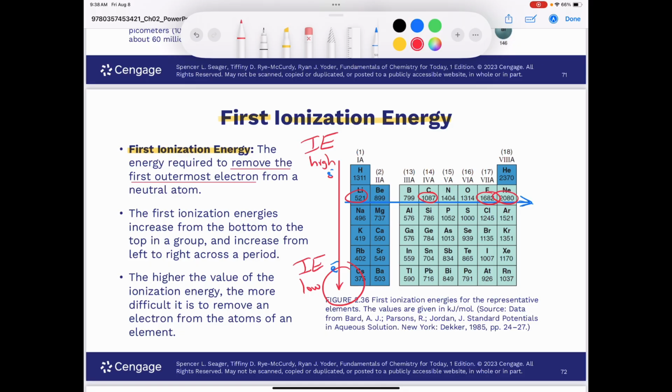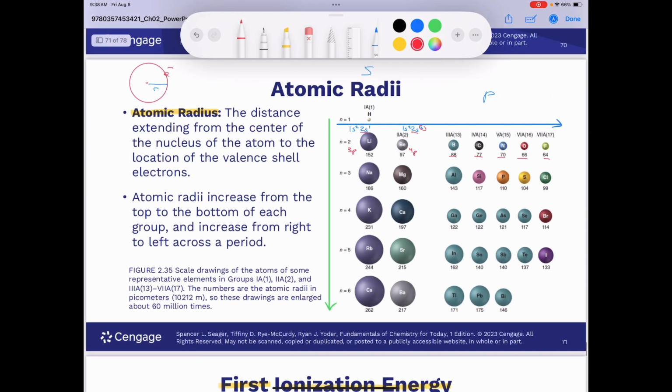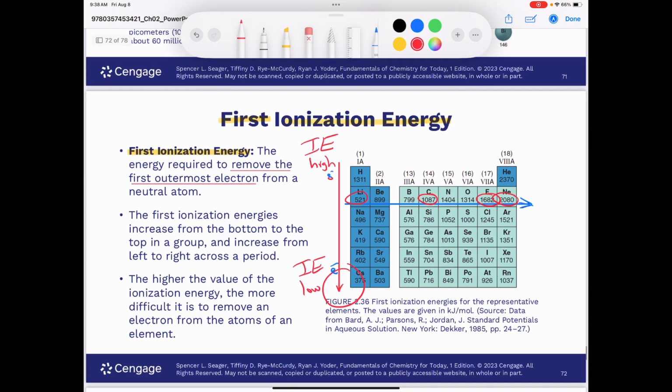Well, why would that be? Well, remember what we said. We said that as you go across a period, the elements get smaller and smaller and smaller. And so that means the valence electrons are going to be closer and closer to the nucleus. And so they're going to be more strongly attracted to the nucleus because they're closer to that positive charge in the nucleus. And so they're going to be more difficult to remove. And so ionization energy increases going across a period from left to right, and ionization energy decreases going down a group, going from top to bottom.